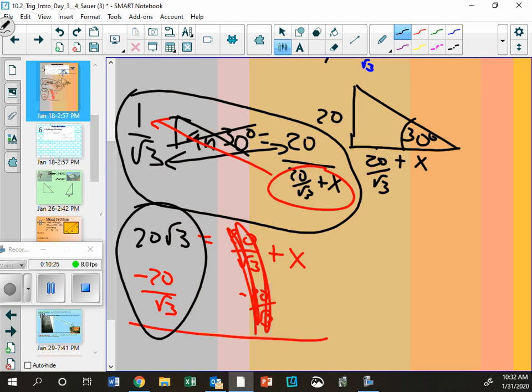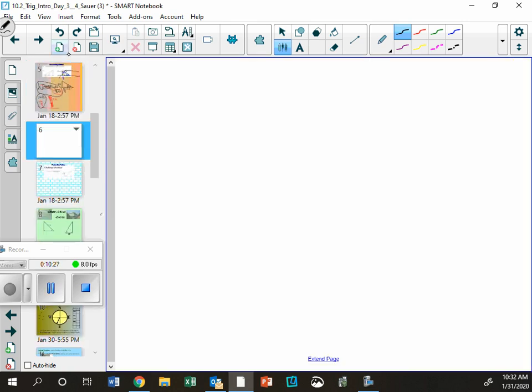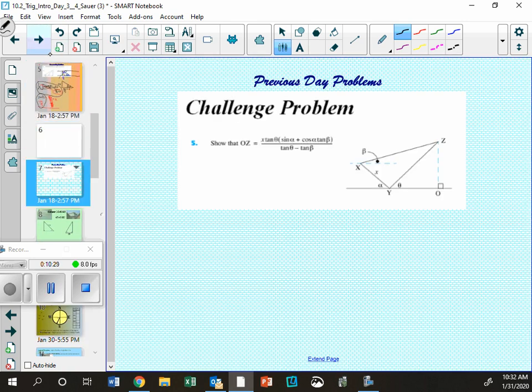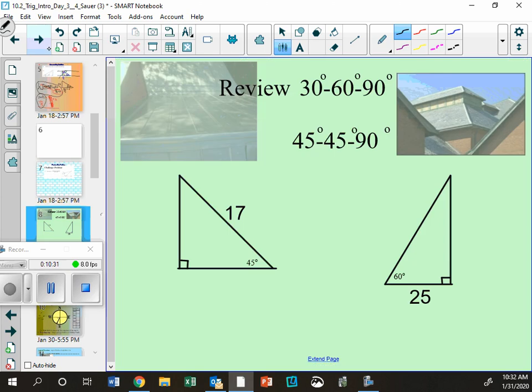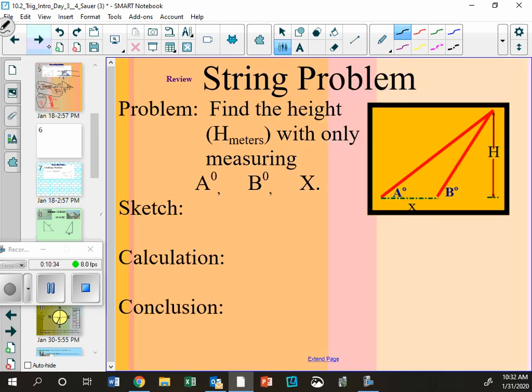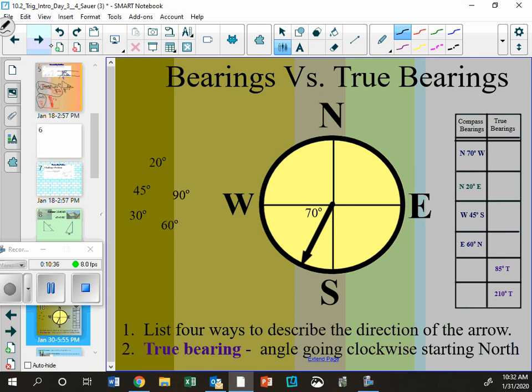Okay, now here's a new thing. It's called bearing. And let's get to the slide on this. If you're on the same set of slides that we've been on for the last couple days, this slide right here is a pretty good one. Bearings versus true bearings. Find this one. If you were on a blank Notability doc, I totally understand. Take a minute, find this slide. Yes?